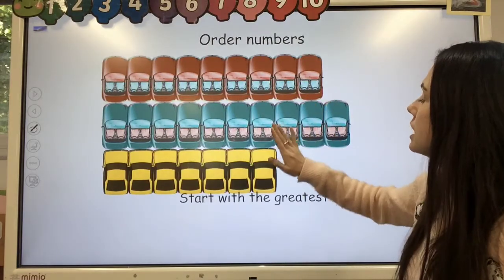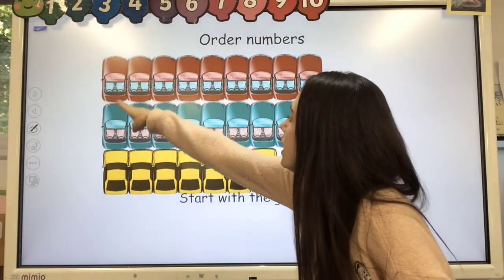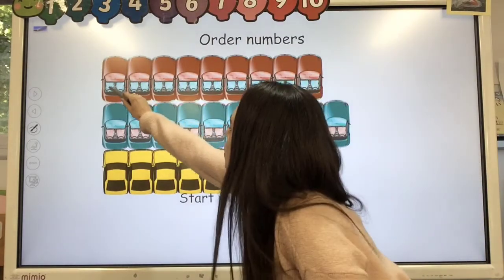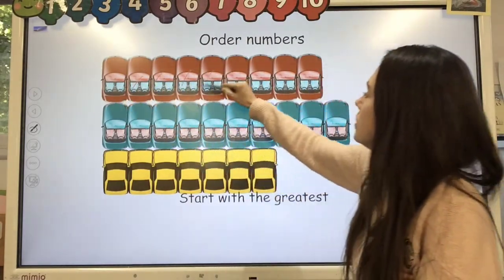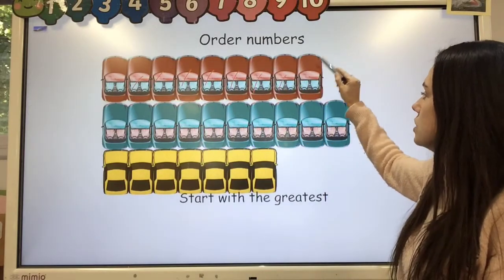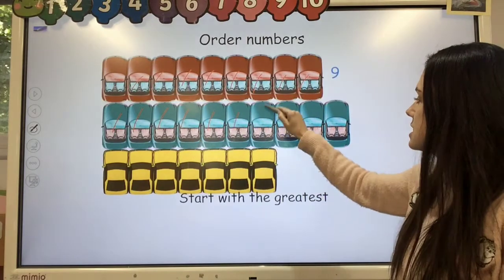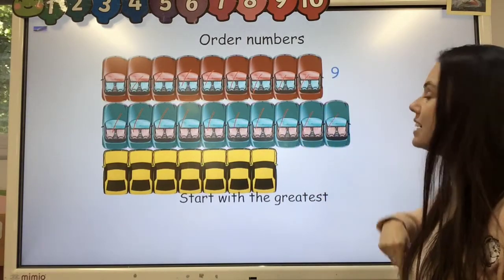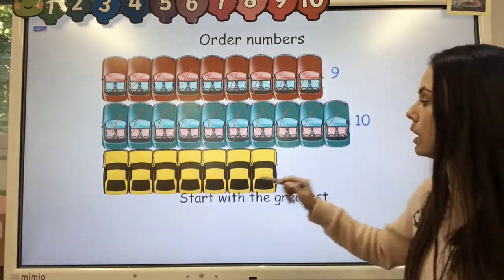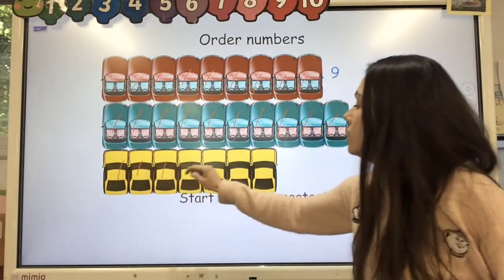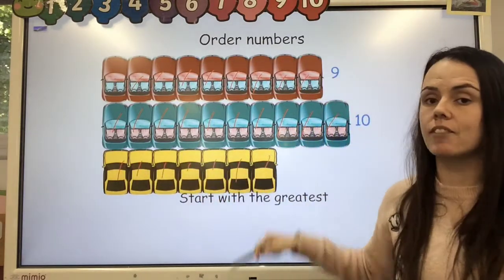Let's start with here. We've got 1, let's cross these out as we go. 1, 2, 3, 4, 5, 6, 7, 8, 9. And this one, 1, 2, 3, 4, 5, 6, 7, 8, 9, 10. And this one, 1, 2, 3, 4, 5, 6, 7.